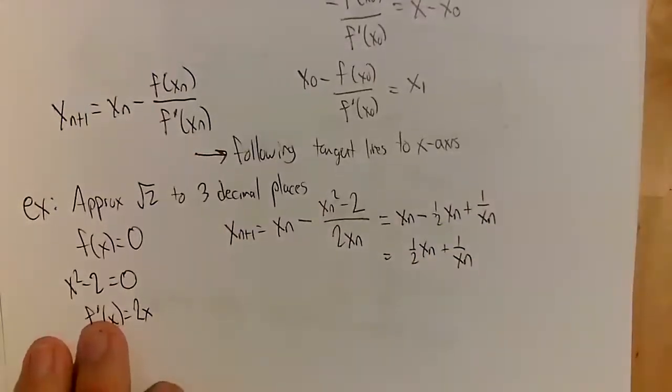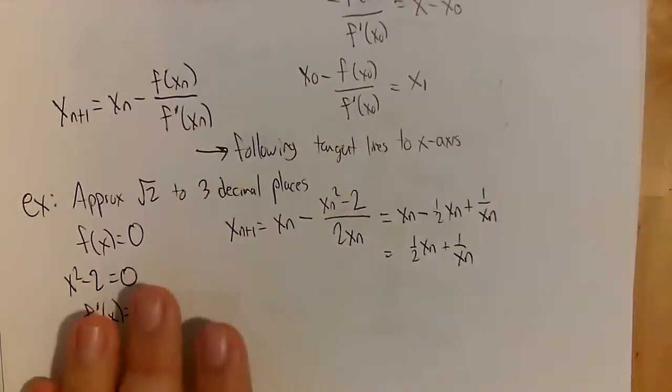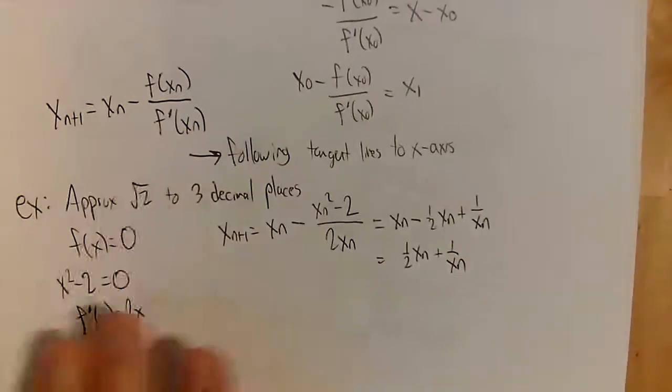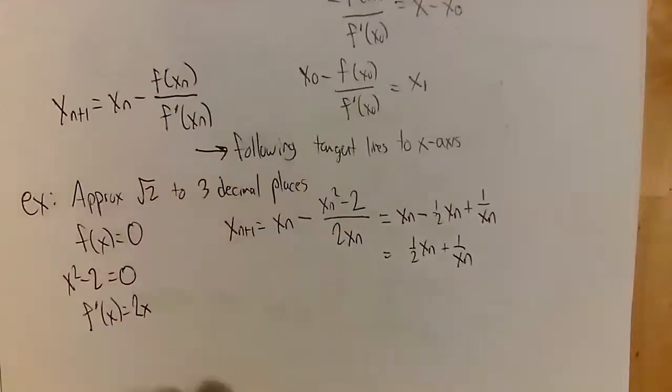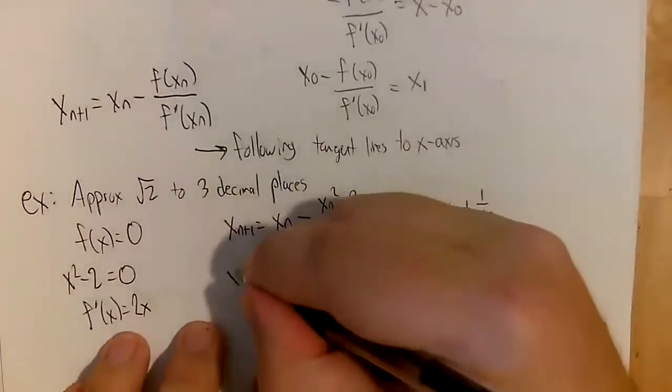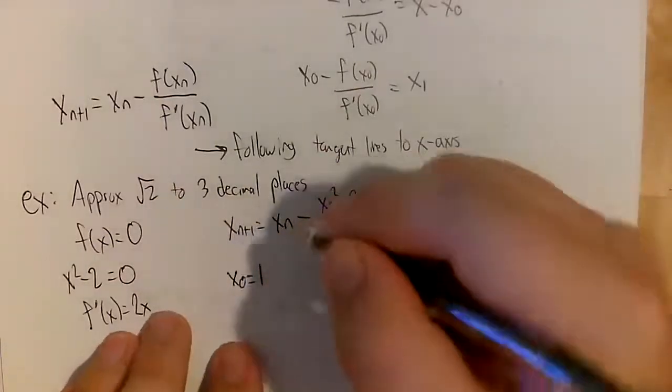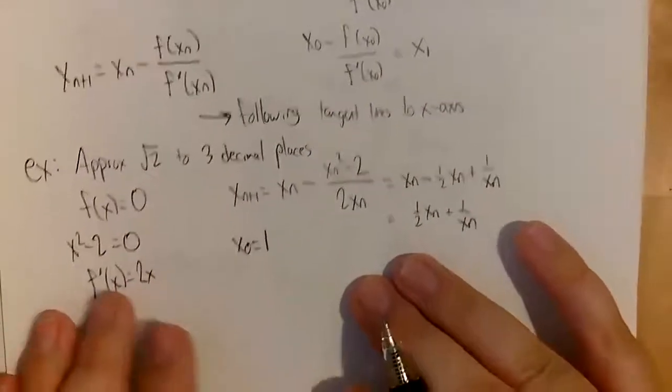All right, so we have that now. Now, we need to make an initial guess here. I know that the square root of 1 is 1, so the square root of 2 needs to be something bigger than that. I guess I'll just start off at 1. I think that 1 will be relatively close.